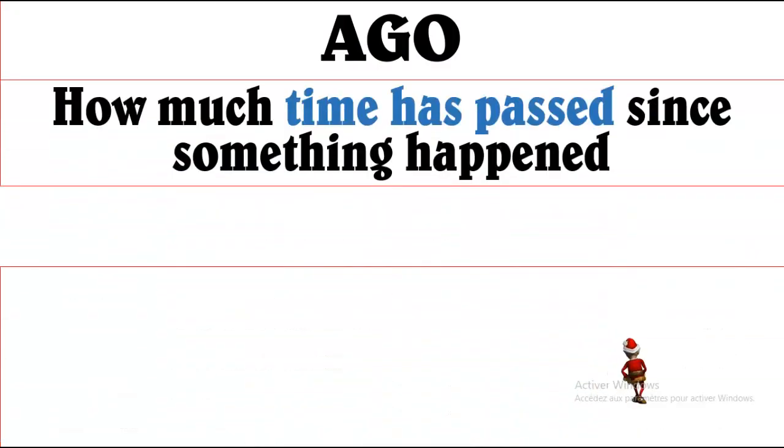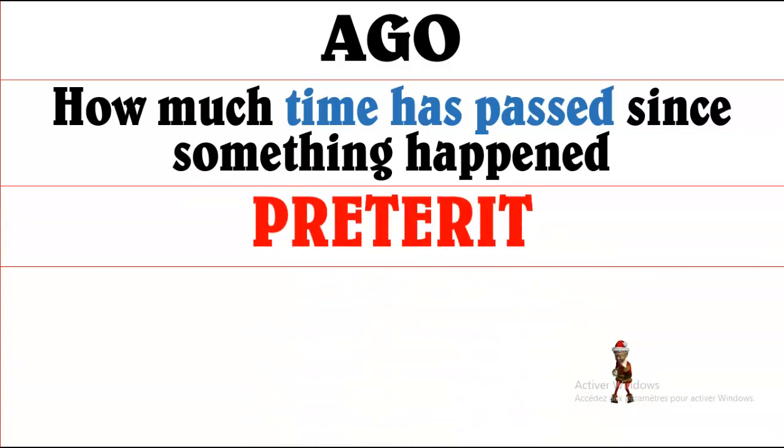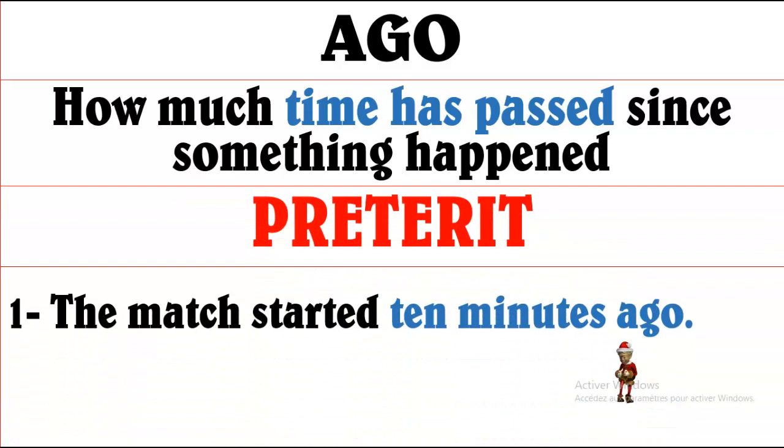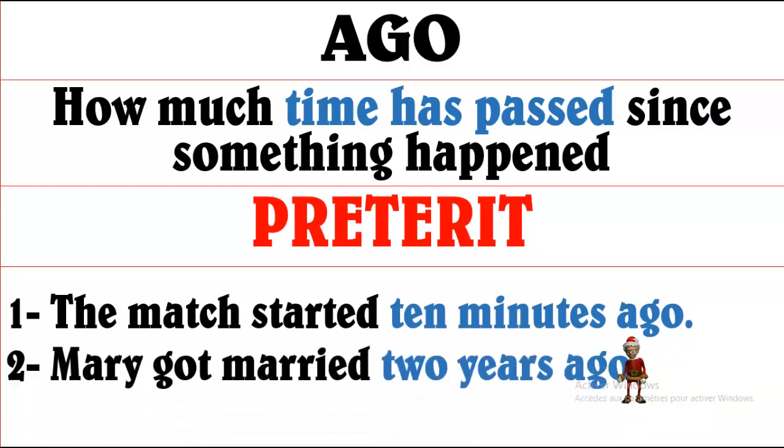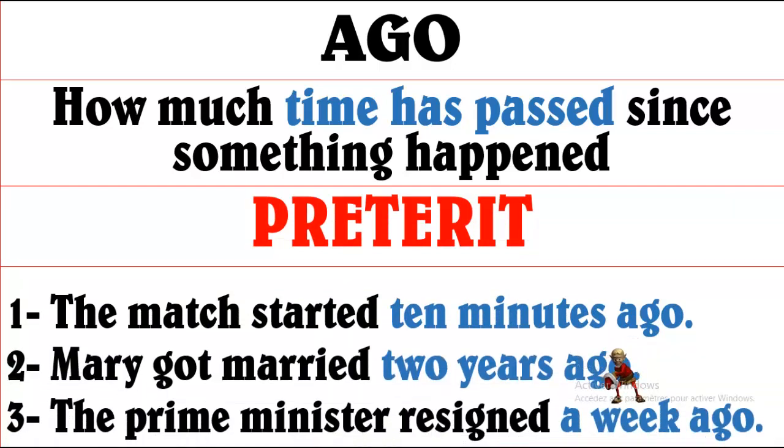Now, "ago" is often associated with the preterite. It is the amount of time that has passed since something happened, and we go back in the past. Preterite or simple past. The match started 10 minutes ago. Mary got married 2 years ago. The Prime Minister resigned a week ago.